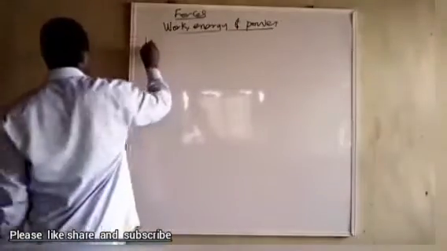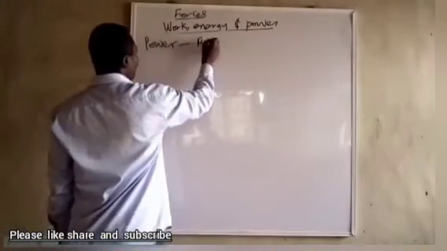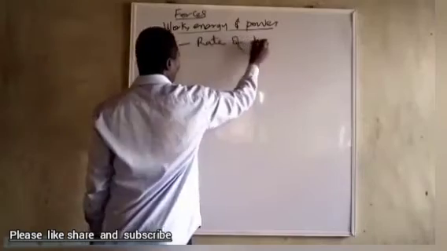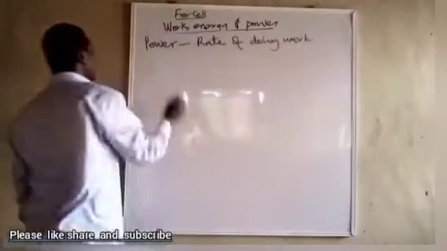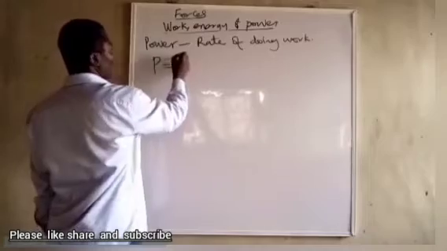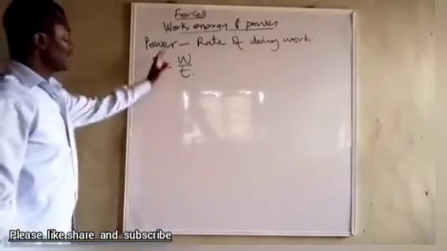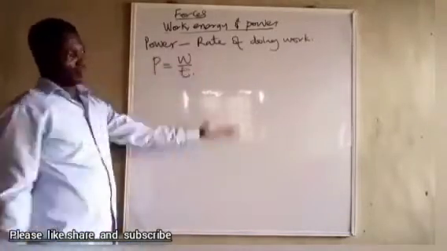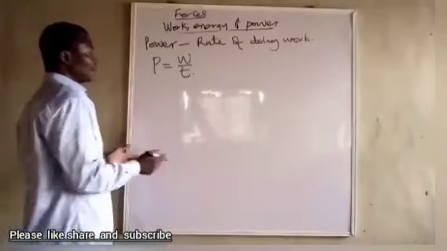Let's talk about power. Power is the rate of doing work. So if you can just relate it like this, P equals W over T. That is all. The work done over a certain time divided by the time used to do the work. That is all about power.